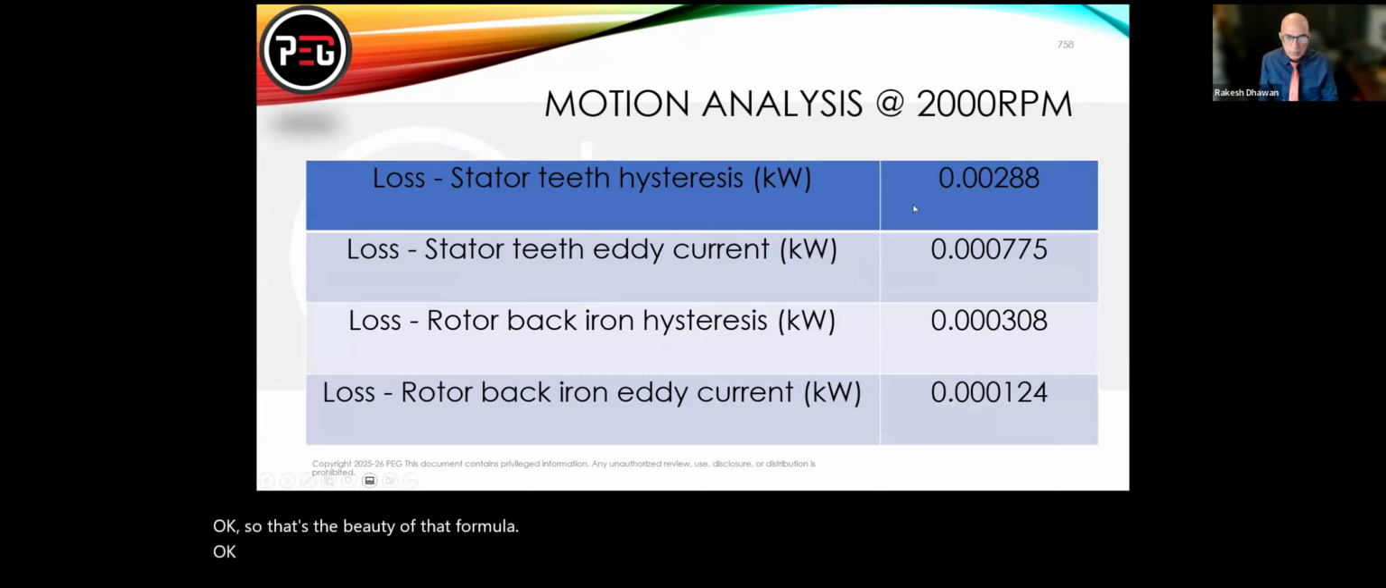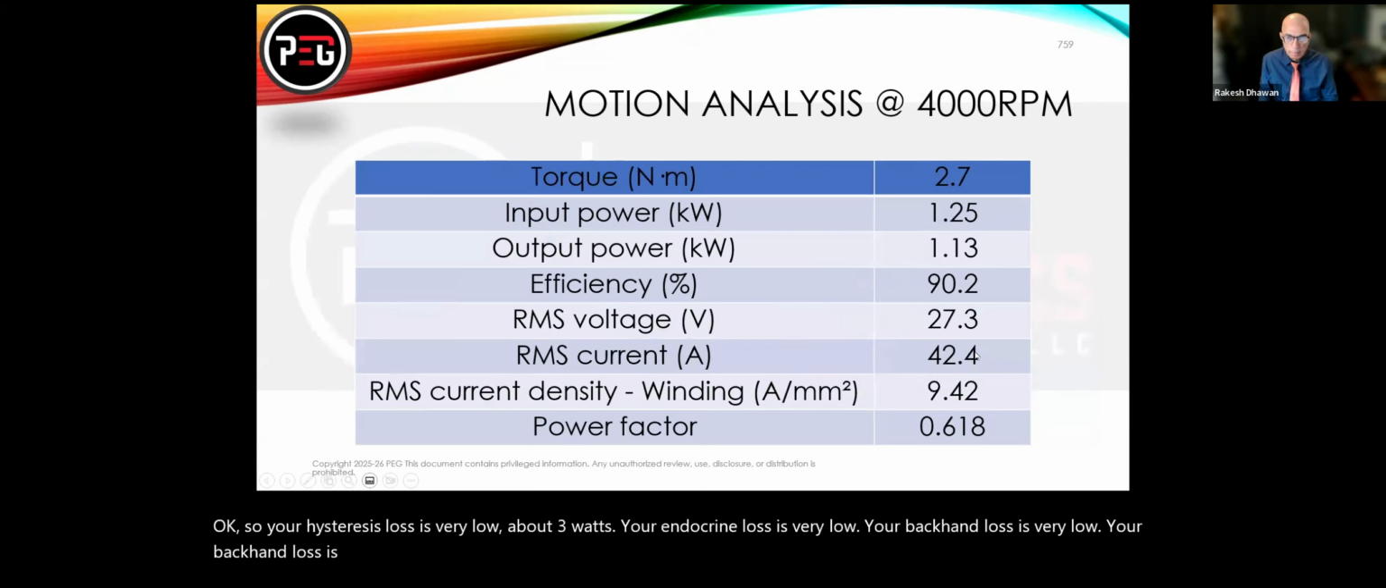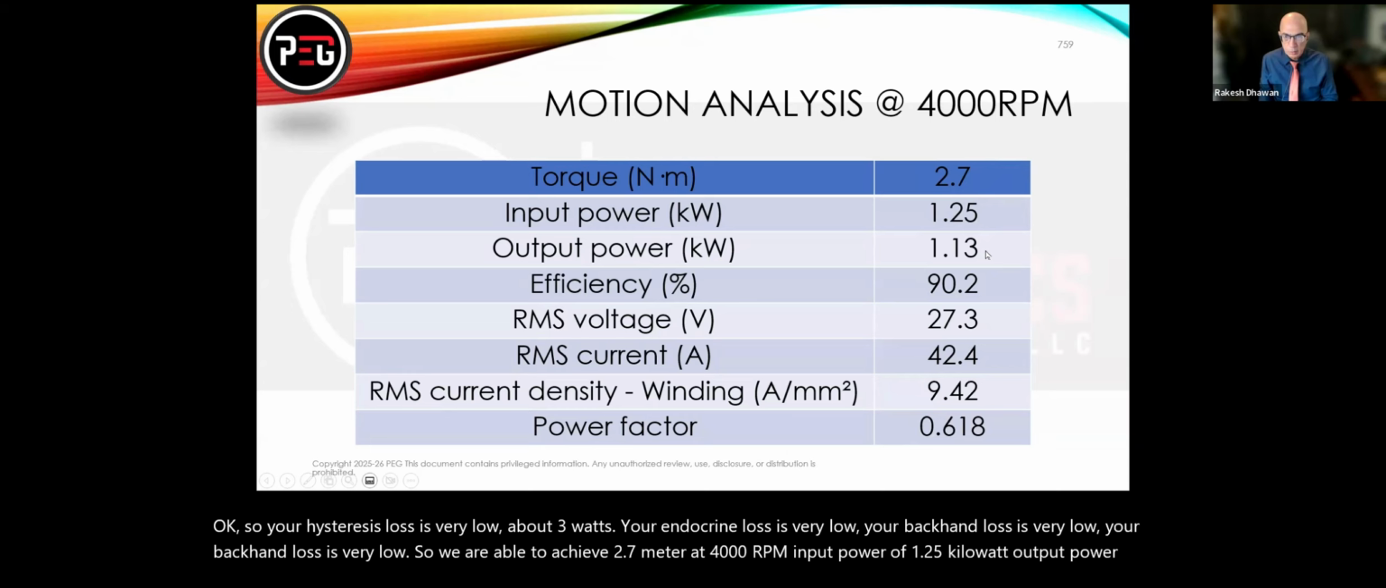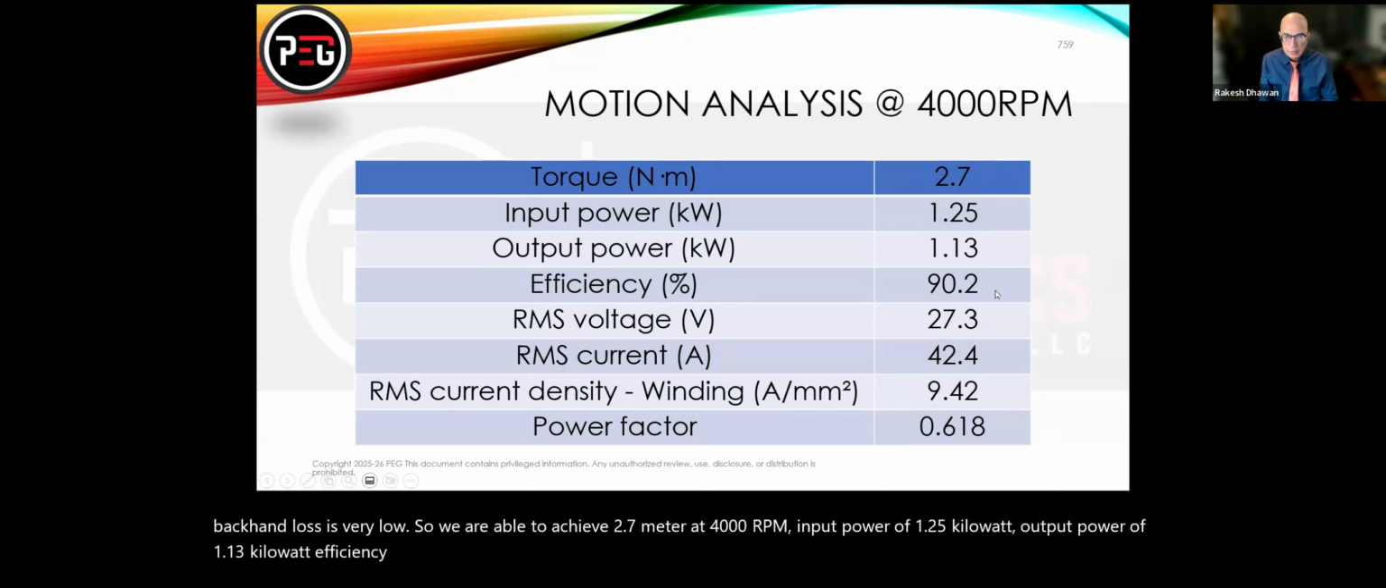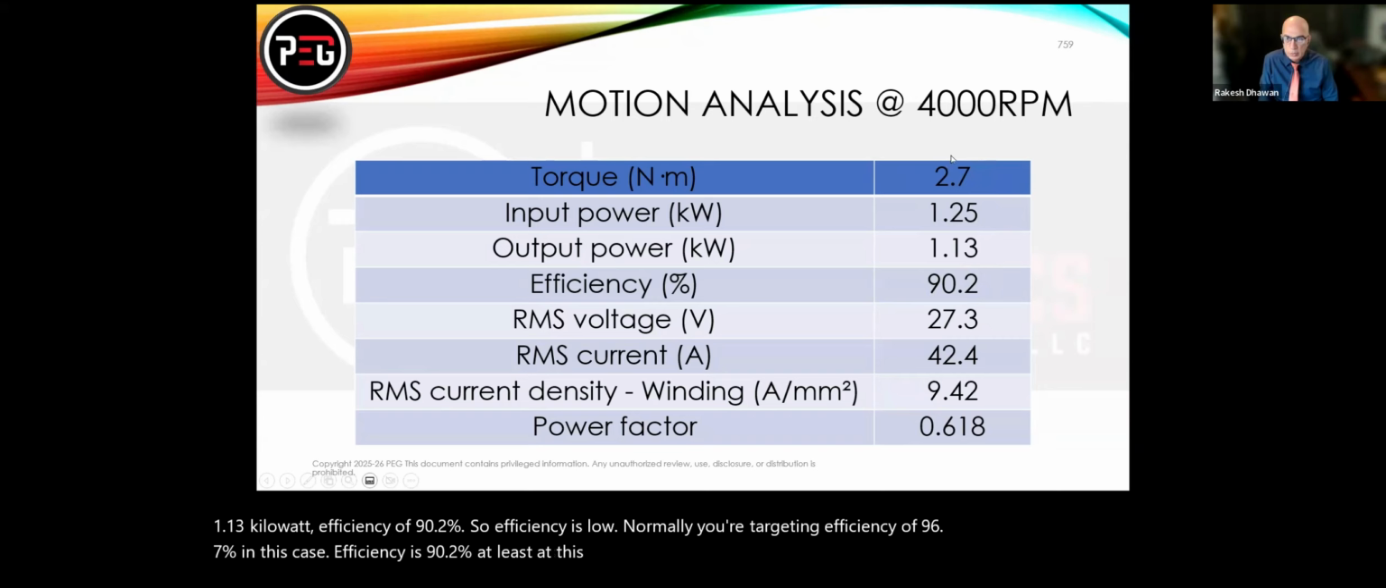Okay, so your hysteresis loss is very low, about 3 watts. Your eddy current loss is very low. The back iron loss is very low. The rotor back iron loss is very low. So we are able to achieve 2.7 Newton meter at 4,000 RPM, input power of 1.25 kilowatt, output power of 1.13 kilowatt, efficiency of 90.2%. So efficiency is low. Normally, you're targeting efficiency of 96, 97%. In this case, efficiency is 90.2% at least at this point, where you're pushing 2.7 Newton meter at 4,000 RPM.